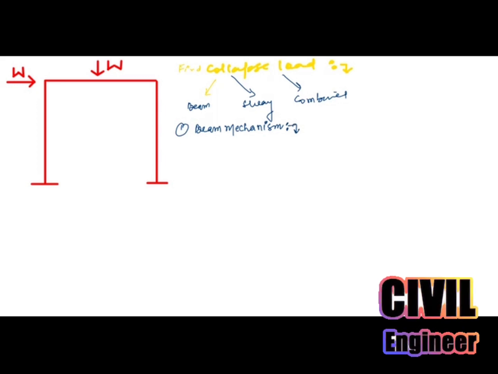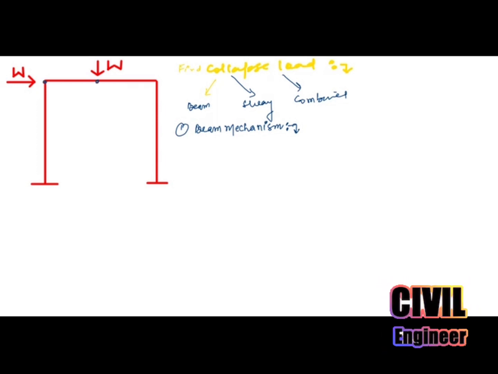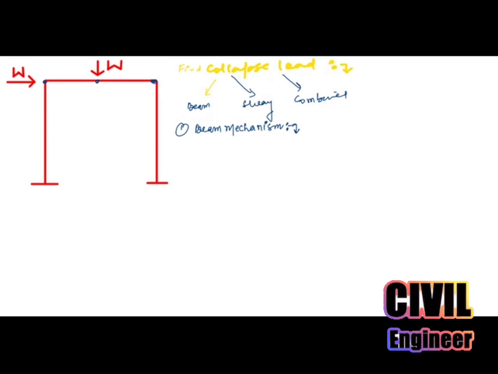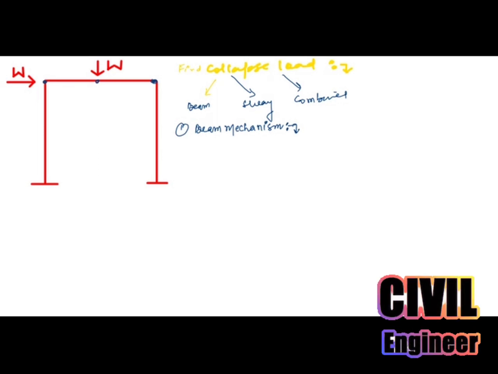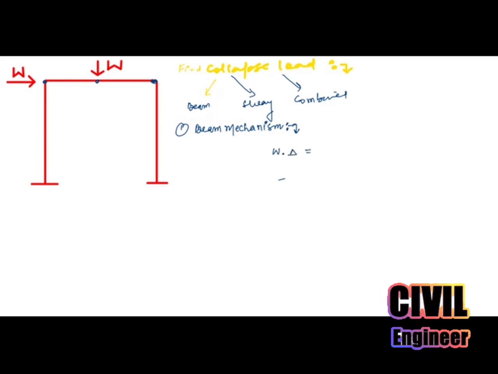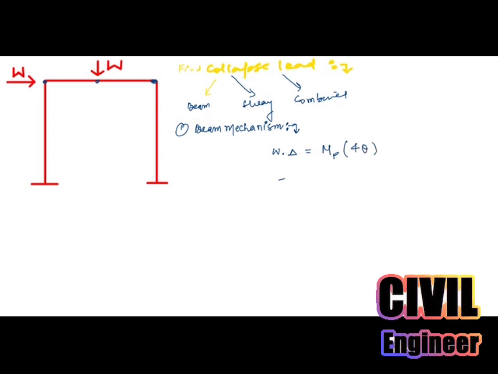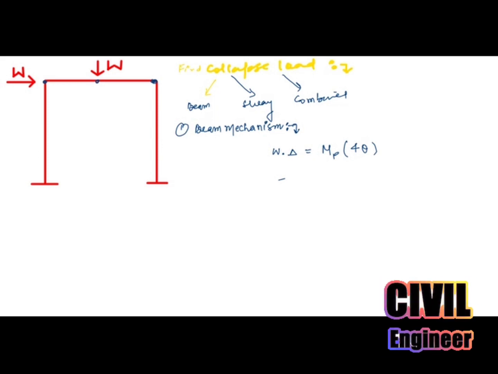If we go with the beam mechanism, you can see the failure will occur here, here, and here, in these three positions. So, what will be our equation for the collapse load? W times the deflection will be equal to the plastic moment times 4 theta. 4 times theta will be the deflection.